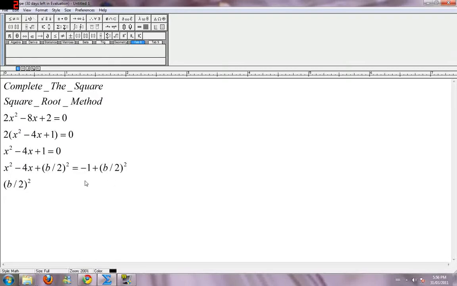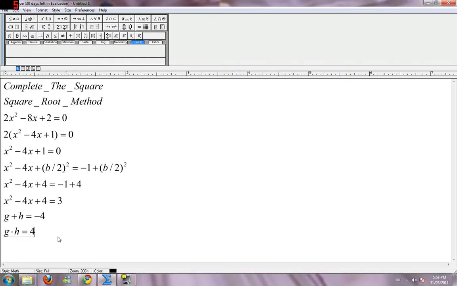Okay? So half of negative 4 is negative 2, and negative 2 squared is equal to 4, so we add 4 to both sides: x squared minus 4x plus 4 is equal to negative 1 plus 4. And then we make that a little bit more simple, and we get 3. So next thing we want to do is take something that adds up to negative 4, and something that multiplies to positive 4.